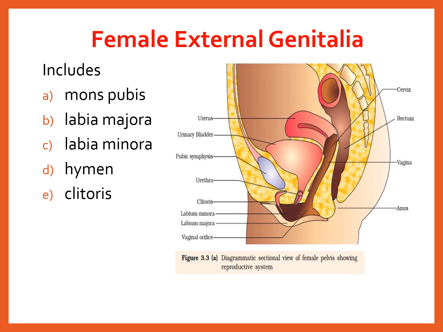Now, external genitalia, they include mons pubis, labia majora, labia minora.